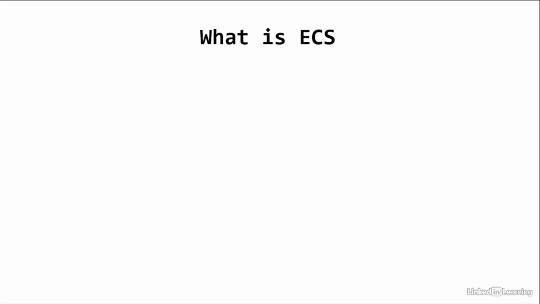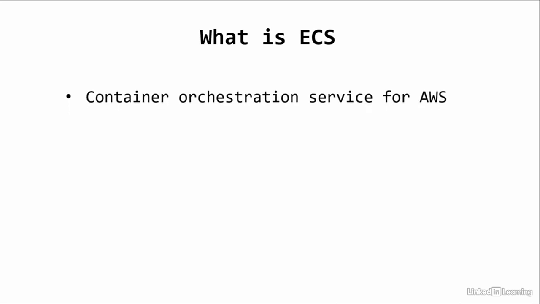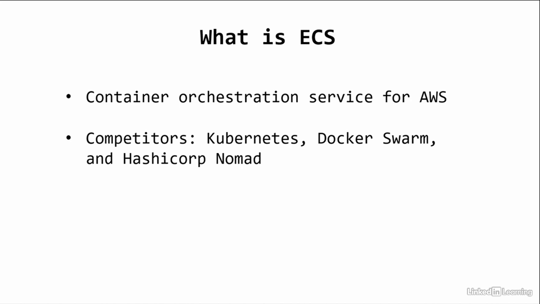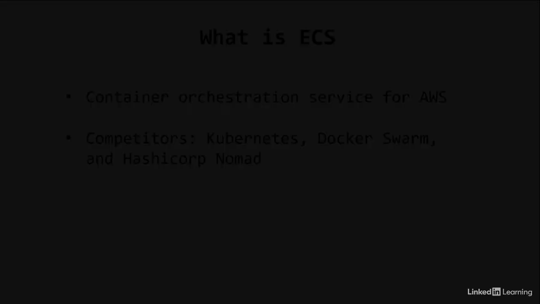What is ECS? ECS is a container orchestration service developed by AWS. Since it's developed by AWS, it has unparalleled integrations with AWS services. Competitors to ECS are Kubernetes, Docker Swarm, and HashiCorp Nomad. Those of you who are already familiar with container orchestration may find ECS a much simpler solution for organizations primarily operating in AWS.